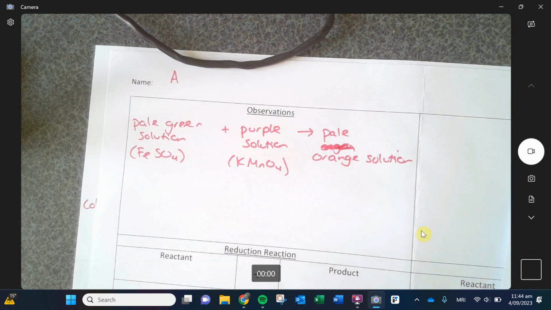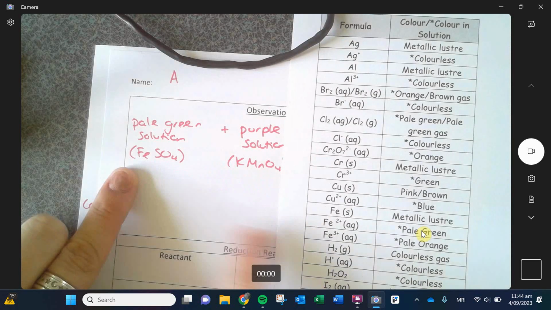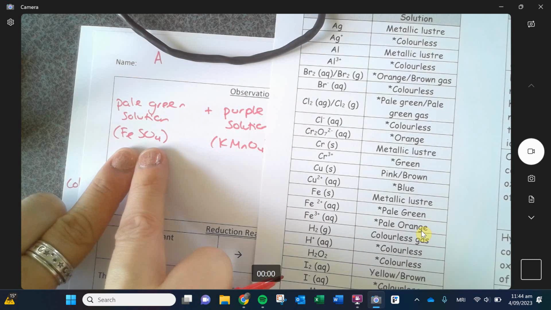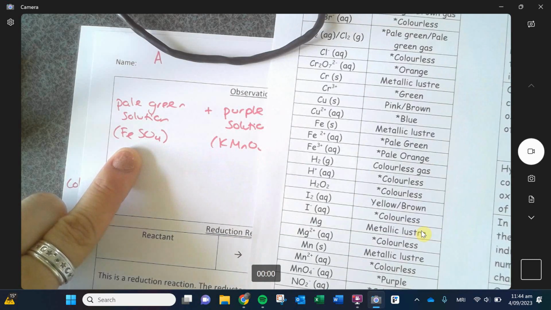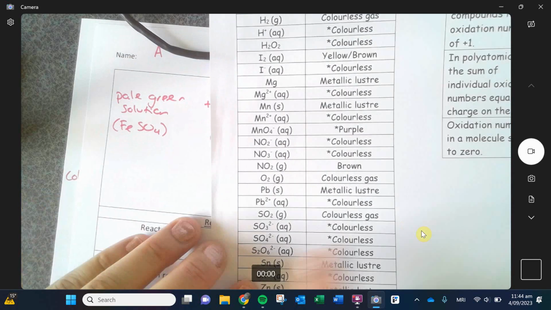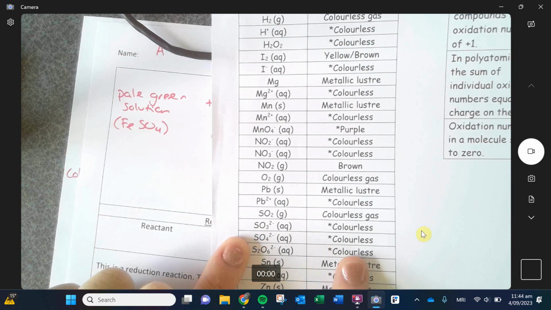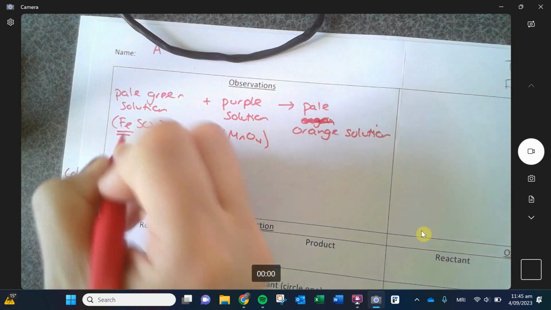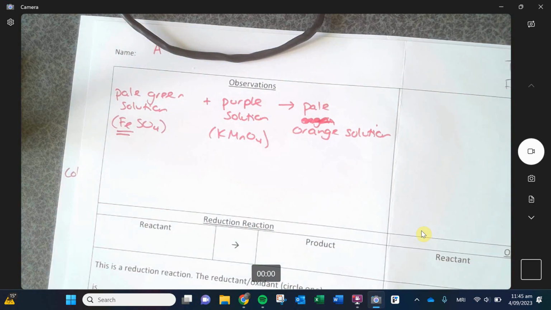All right. Let's go through our list and double check what's going on. So if I look up iron 2, I see that iron 2 is a pale green color. And then the sulfate, if I look down on my list, is SO4 2 minus, and that is colorless. So the green color in my solution is coming from the iron 2. Are we okay with that and how I've identified that?